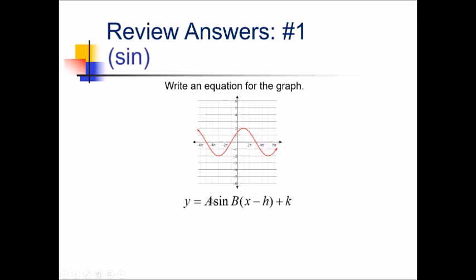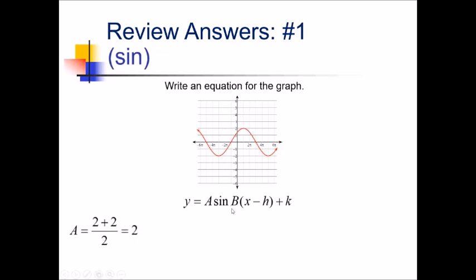So for a, the amplitude, we need half the height of this function. So that's top y value minus bottom. So that's going to be 2 minus negative 2 over 2. So 2 plus 2 over 2 gives me just 4 over 2, or 2.